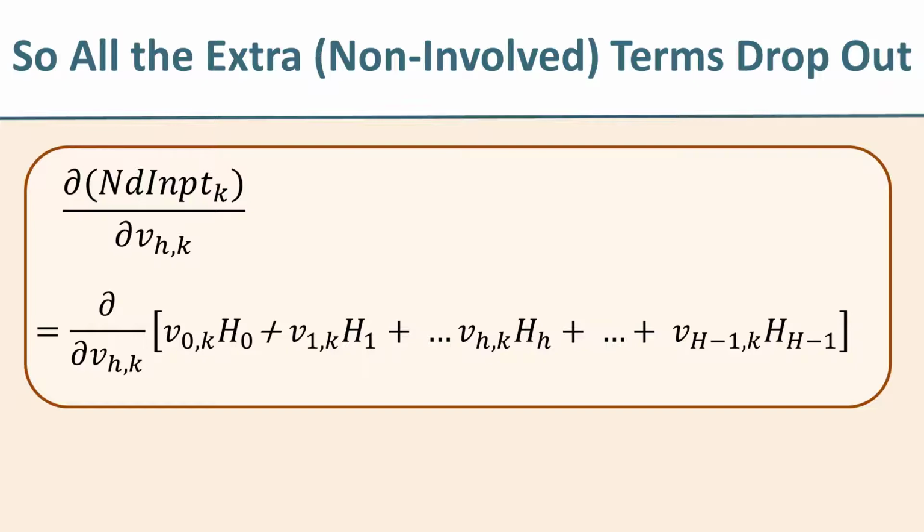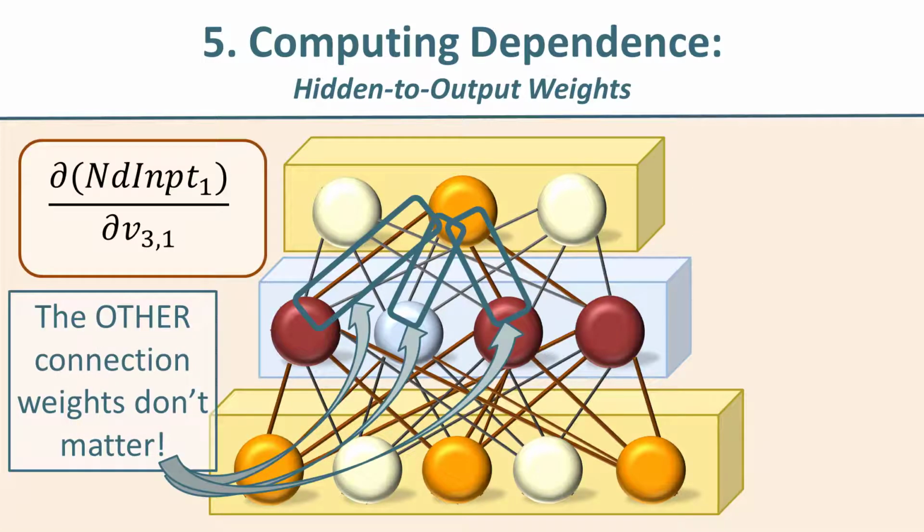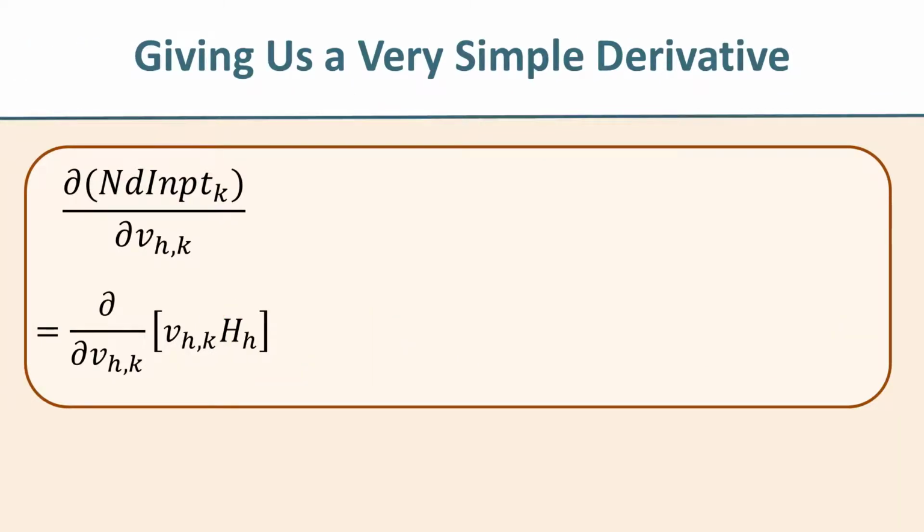Now because it's a sum, we're going to write this down just for fun as a set of numbers that are added together. We're just doing this to get a look at things. And we see that if we want the dependence of this node input on one specific connection weight, then only one of those terms is applicable. The rest of them don't involve that particular connection weight, so we can drop them all out. Once we do that, we're left with a very simple derivative.